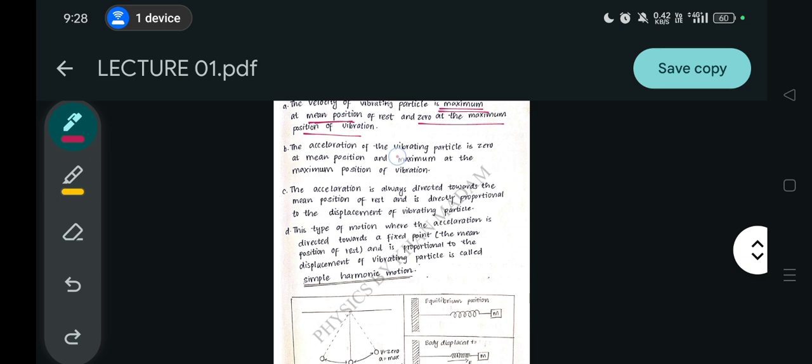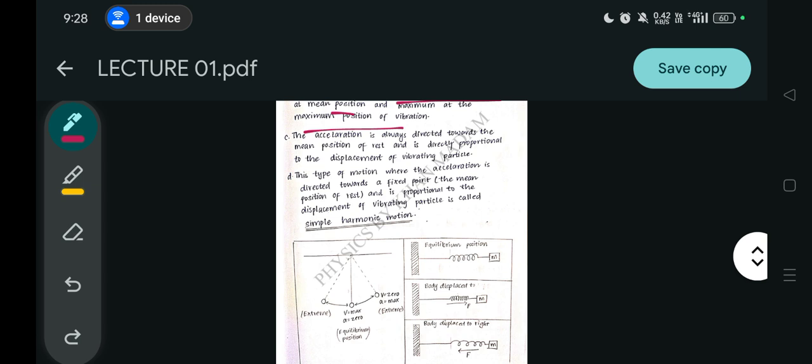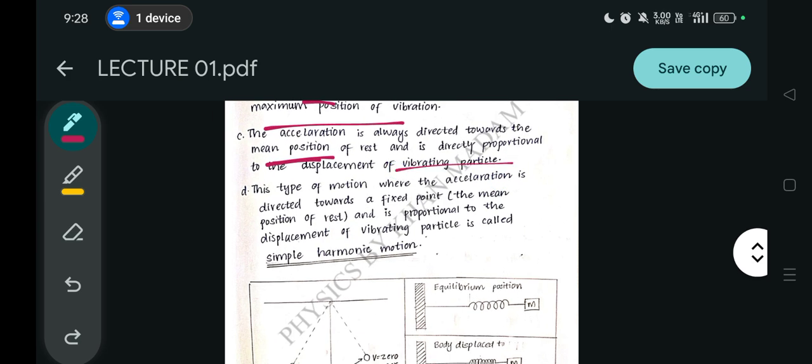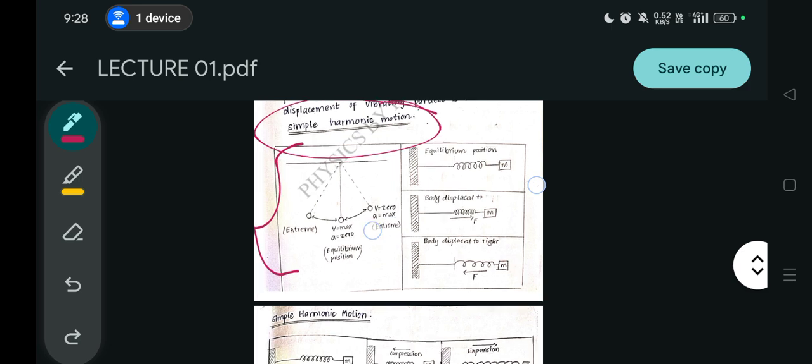And the acceleration of the vibrating particle is 0 at the mean position and maximum at the maximum position of vibration. The acceleration is always directed towards the mean position of rest, and it's directly proportional to the displacement of the vibrating particle. This type of motion, where acceleration is directed towards a fixed point, that is the mean position, and is proportional to the displacement of the vibrating particle, is called simple harmonic motion. So this kind of motion is known as simple harmonic motion.